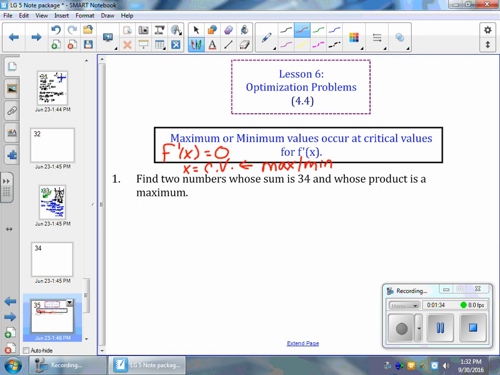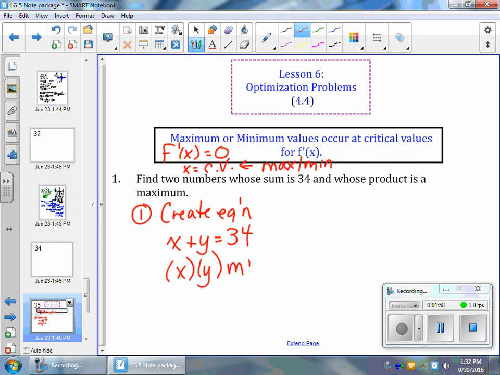All right, so let's look at the first one. Number 1, find two numbers whose sum is 34 and whose product is a maximum. Again, this is a question right from Math 20. We all know to create our equations first, right? Find two numbers whose sum is 34 and whose product is a maximum. So, pretty basic equations.